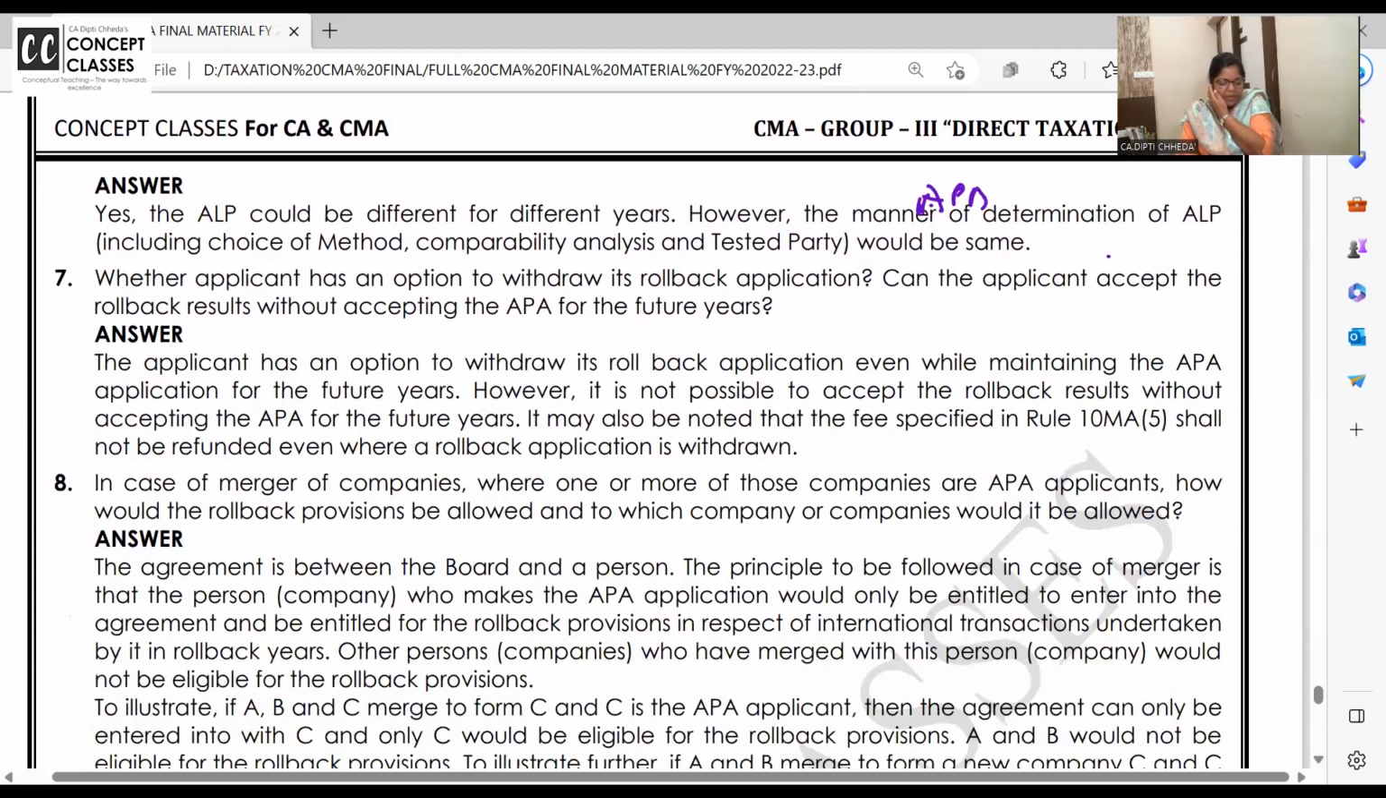Okay, right. Does the applicant have the option to withdraw the rollback, or can the applicant accept the rollback result without accepting the APA for future years? Mark this question important. The applicant has the option to withdraw the rollback even while maintaining the APA. Keep the advance pricing agreement, don't go for rollback. However, it is not possible to accept the rollback without the APA. Mark this question very, very important. You can go for APA without rollback, but rollback without APA will not happen.